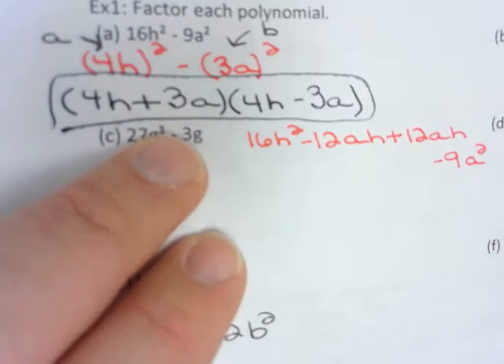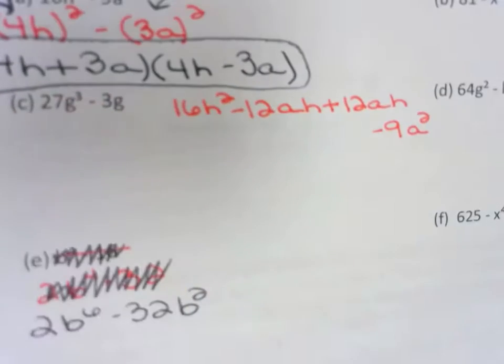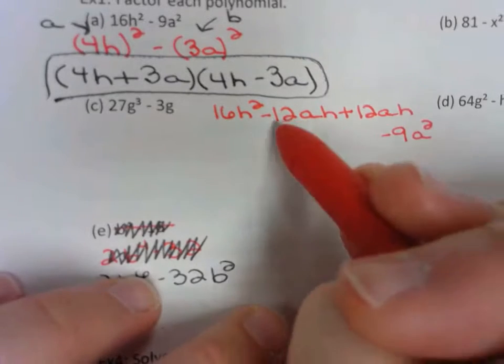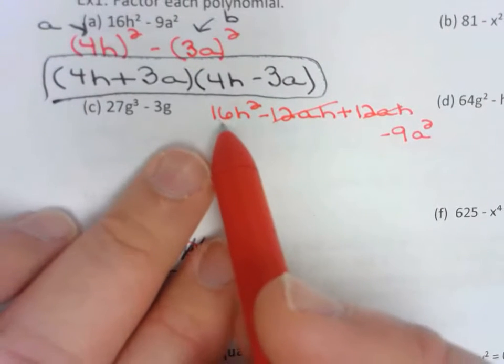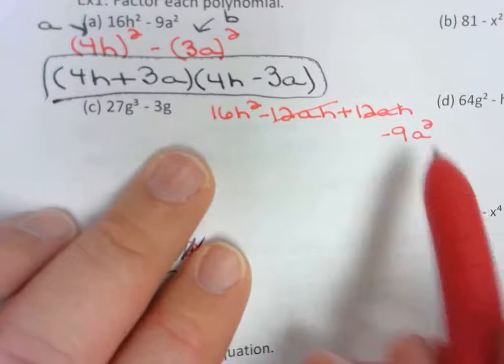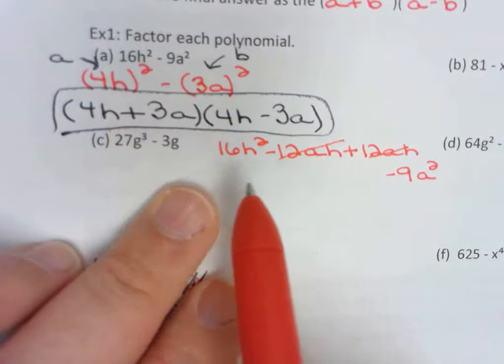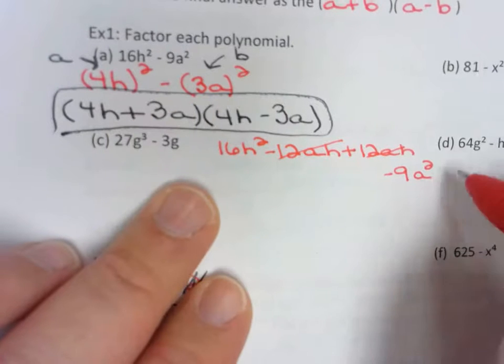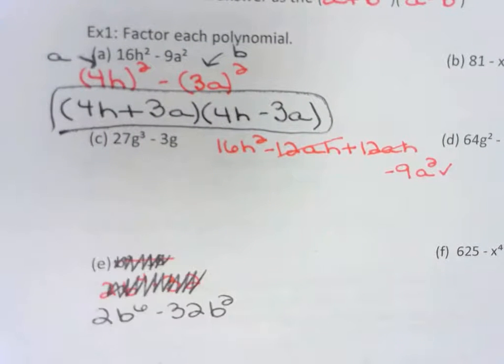Negative 9a squared. I'm just doing it to check it. I'm just showing you like I did on the other ones. You can always check it by foiling it. Now, like Jake said earlier, my middle two terms are going to cancel. So I have 16h squared minus 9a squared, which is the original. So that is correct. You can always FOIL through to check your answer.